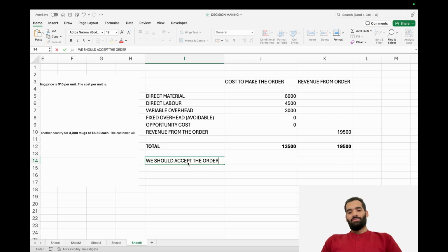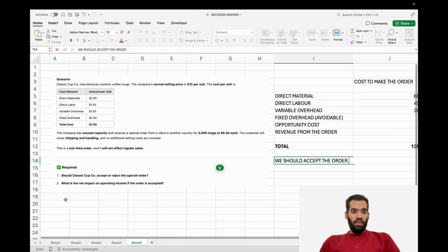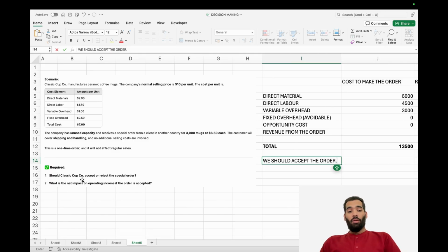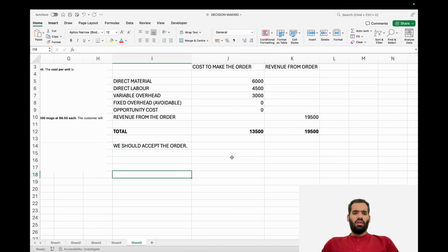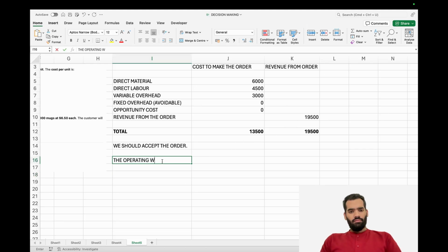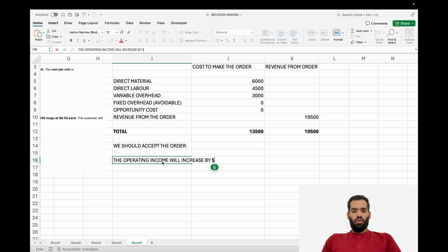Accept the order. And that's the first requirement they were asking: should the company accept or reject the order? So we'll say we should accept the order. The second requirement is what is the net impact on operating income, meaning profit, if the order is accepted. That's pretty simple. You just look at the difference between the cost and revenue, which is 6,000, right? So the operating income will increase by $6,000 by accepting this order. And we are done.